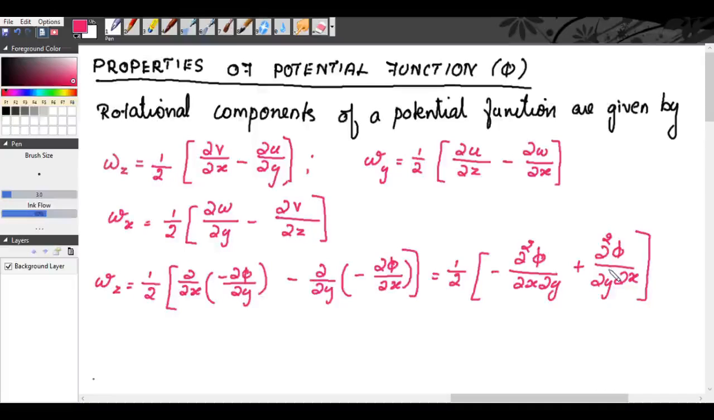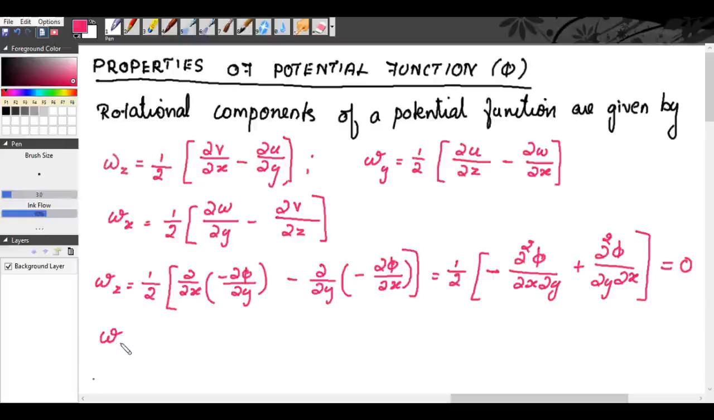Okay. So you can see omega z is equal to half of, first is minus, second becomes plus. So it is dou x dou y, dou y dou x. So in the numerator it is dou square pi, which means this is equal to 0. Okay.